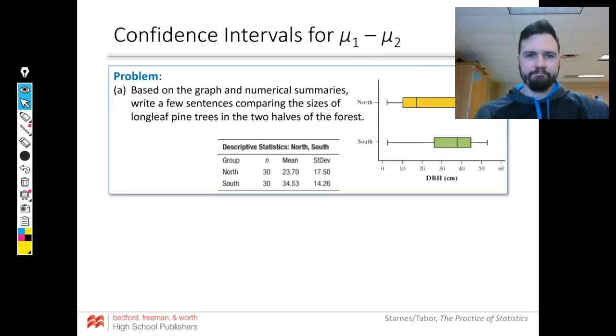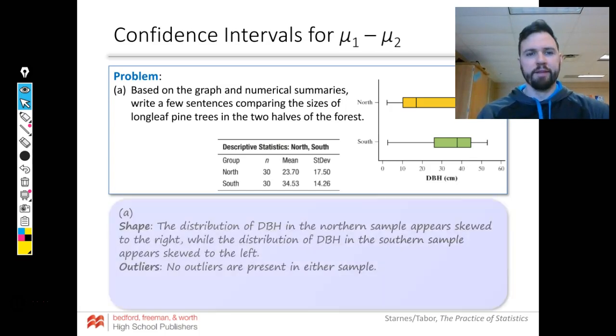First, let's look at them and click a few sentences and see what's going on. All right? So the shape is going to be normal. I mean, skew to the right. Yeah, because your mean is here, you have more data to the right of it. The other one looks slightly skewed left, but it's not very severe. But there's no outliers present in either sample. Okay.